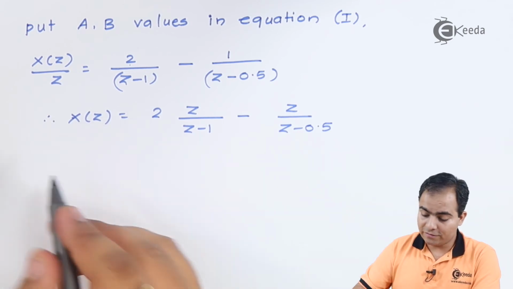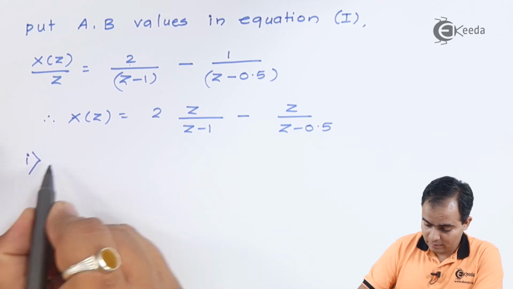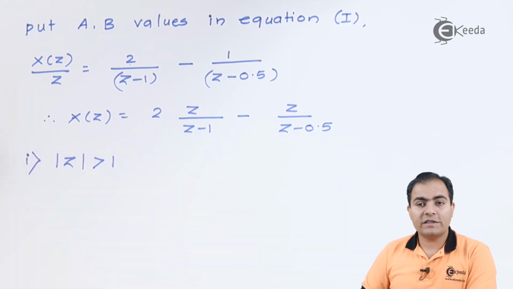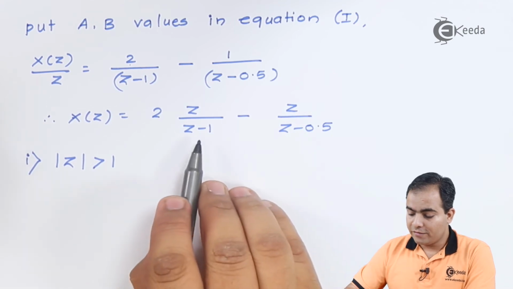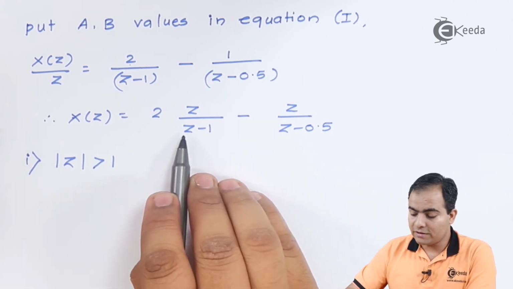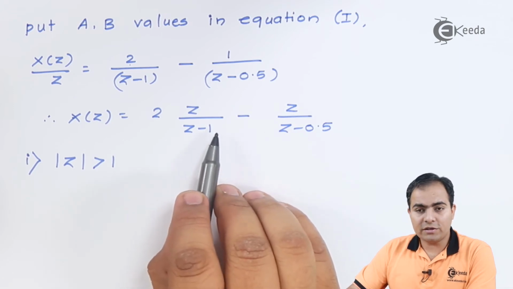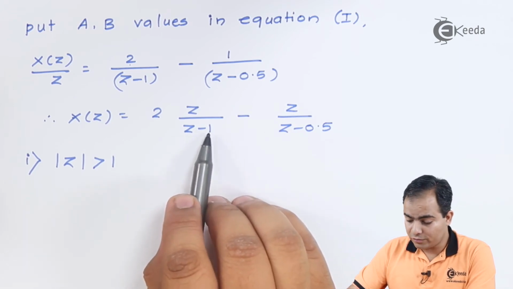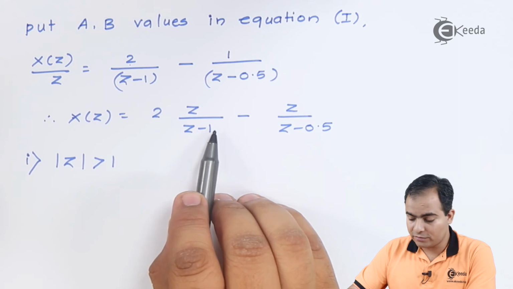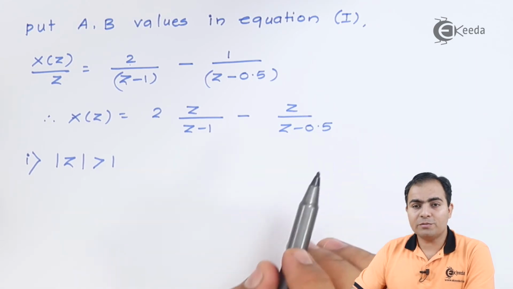First of all, we will calculate the inverse z transform based on the ROC, and the first ROC was mod z is greater than 1. Now here we have two poles. First one is z minus 1 and the other is z minus 0.5. If I equate them with 0, then you will get the location of poles. So the first pole location is 1, and the second pole location is 0.5.